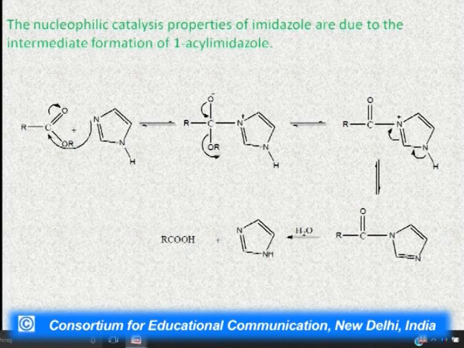The second pathway is the nucleophilic catalysis. In this catalysis, this imidazole ring will directly attack the carbonyl carbon of the acyl compound and it will follow an intermediate position and finally it will catalyze the ester hydrolysis.